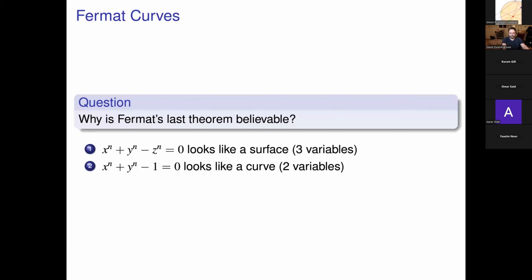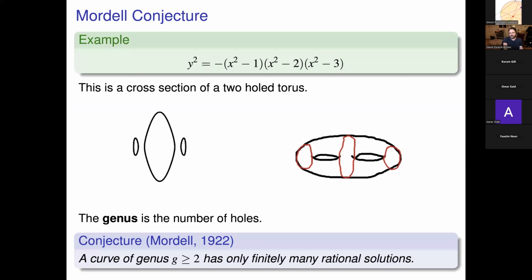So why is Fermat believable? If you look at the homogeneous equation, so every monomial has the same degree, it looks like a surface, but you can dehomogenize and get a curve. And what the Mordell conjecture really says is that there's a rather crazy connection between solving equations and geometry. Okay, so here's another conjecture.